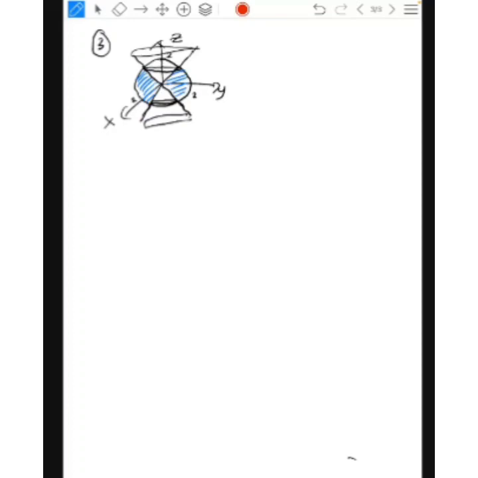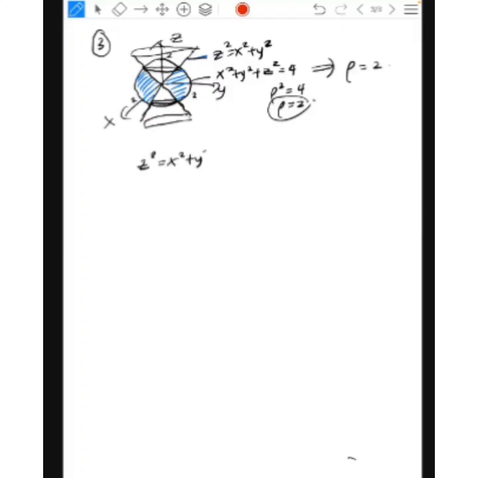Okay, now the cone is what? The cone is z squared equals x squared plus y squared. And then the sphere is x squared plus y squared plus z squared equals 4. So now we know that rho will be equal to 2, because x squared plus y squared plus z squared equals rho squared equals 4, so rho equals 2. And then for this one, z squared equals x squared plus y squared, we know that the phi, daripada sini sampai sini kan, yang merah ni phi, will be equal to pi over 4.